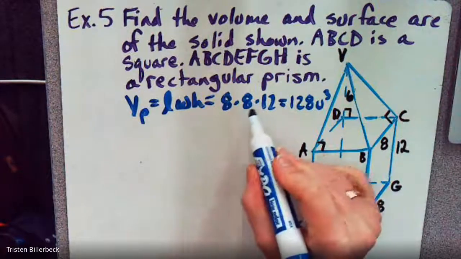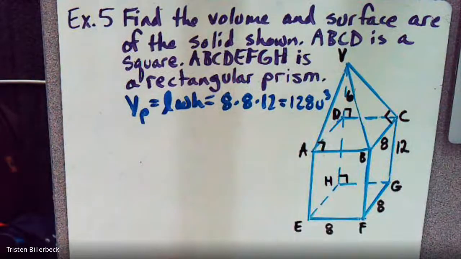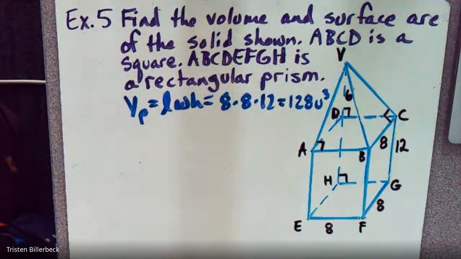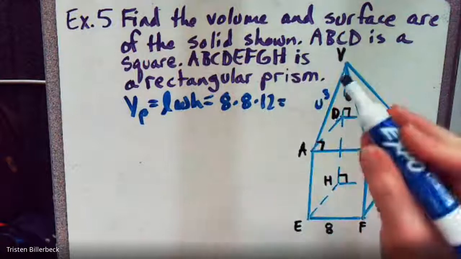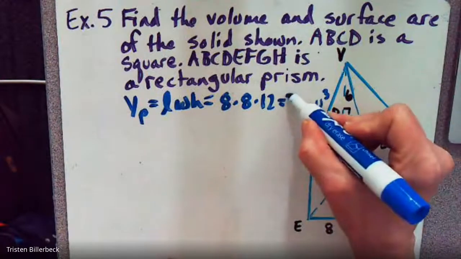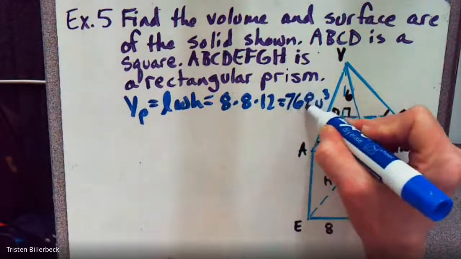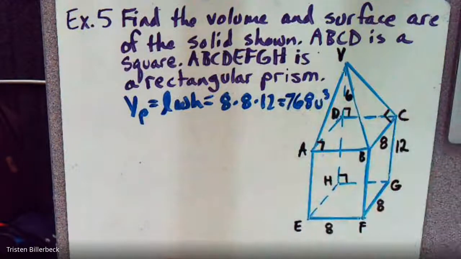Okay, so 64 and 64 times 12 is, oh, sorry, that's not right. I was reading something wrong. I had pre-calculated this. It's 768. There you go. Units cubed. That's a big error. Okay.